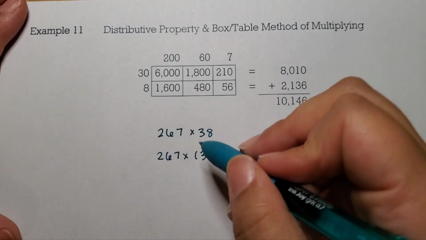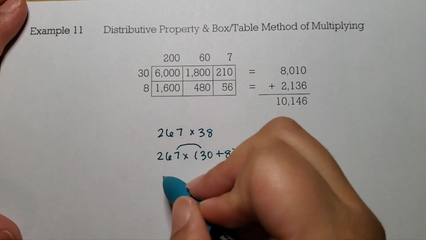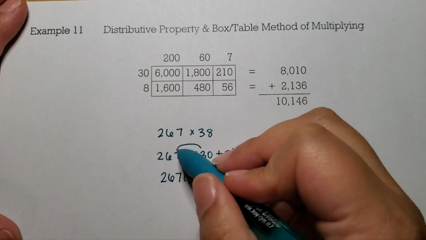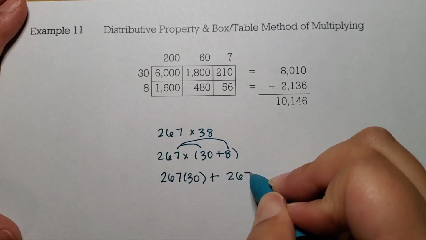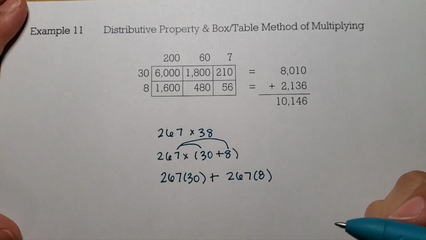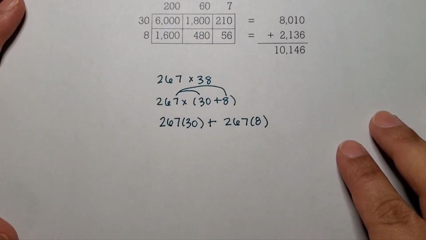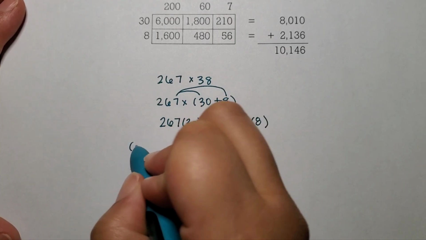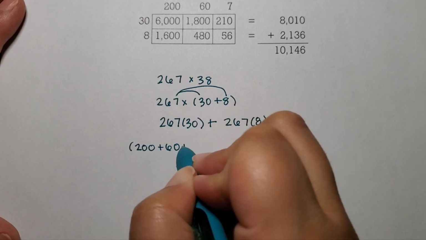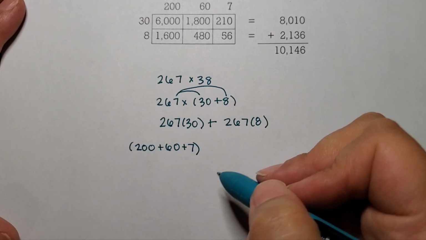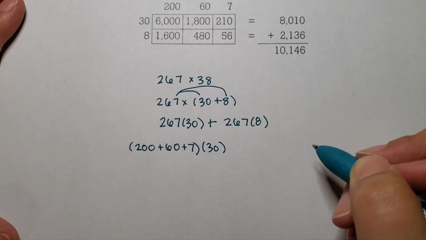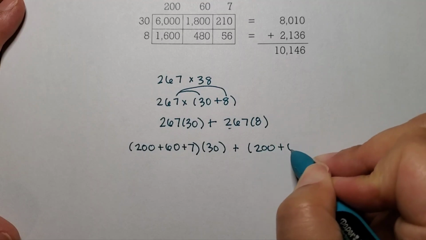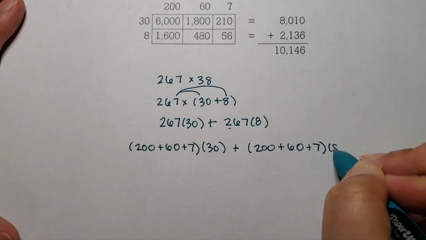Now I can use the distributive property here and do 267 times 30 plus 267 times 8. Then what I can do is split 267 up into its component parts. So 200 plus 60 plus 7 is what you get when you break up 267 times 30. And we'll do the same thing here: 267 is 200 plus 60 plus 7 times 8.